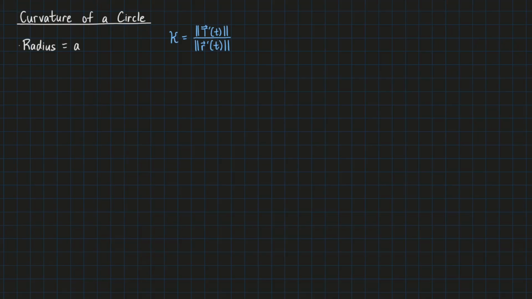Next, I want to talk about the curvature of a circle. And let's say that the circle has a radius of a. And to calculate the curvature, I'm going to use the same formula we used in example 3. First, we need to get r of t by parameterizing the circle. X equals the radius times cosine of t, and y equals the radius times the sine of t. So r of t equals a cosine of t, a sine of t.